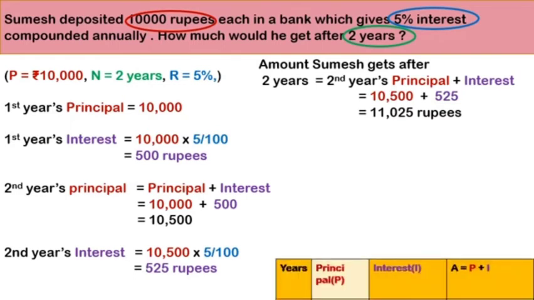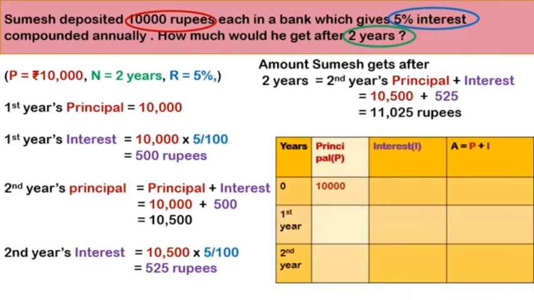11,025 rupees. Clear children? We can write this in a table. So look at the table. First principal amount is 10,000. Using that we have to find the interest. 5% is rate of interest. So first year interest is 10,000 into 5 by 100, that is 500 rupees.